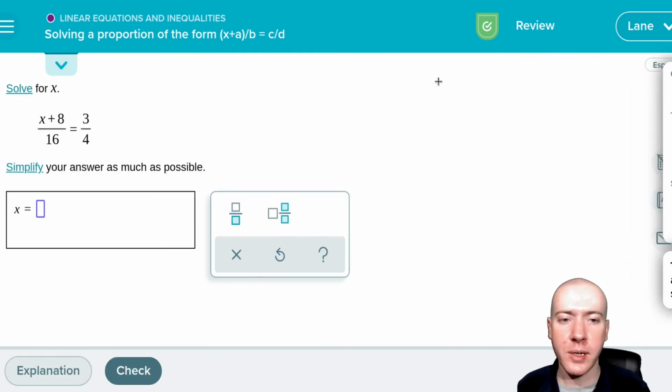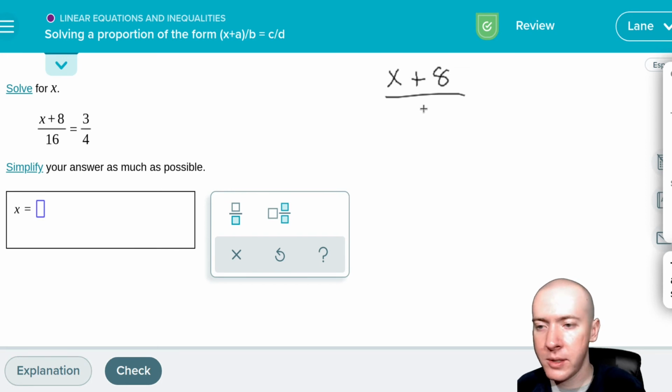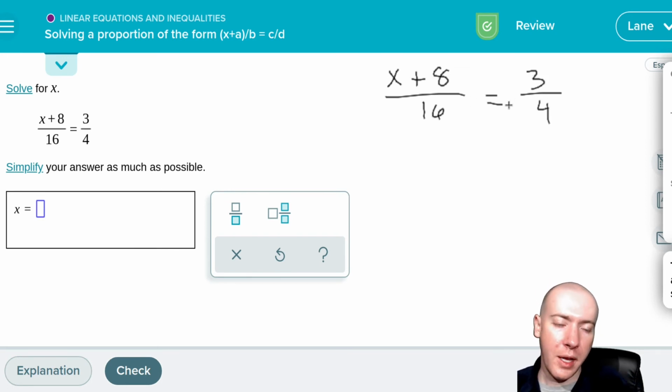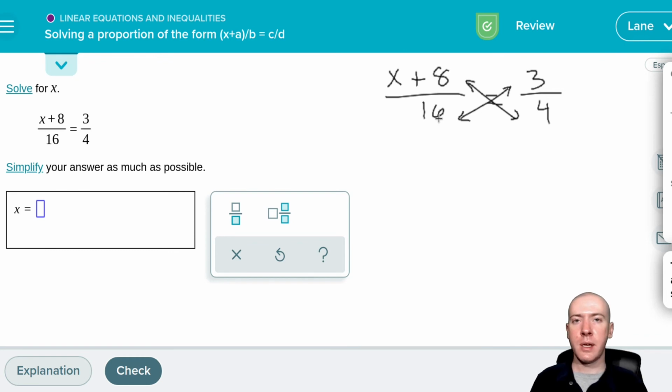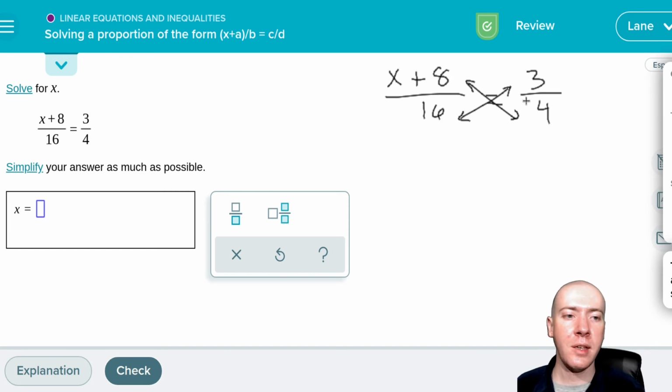For this problem, we're going to start by copying it down. x plus 8 over 16 equals 3 over 4. And we're going to cross multiply like this. So let's start. Doesn't matter which one we start with, but I'm going to start with this one. So I'm going to start with the x plus 8 times 4.